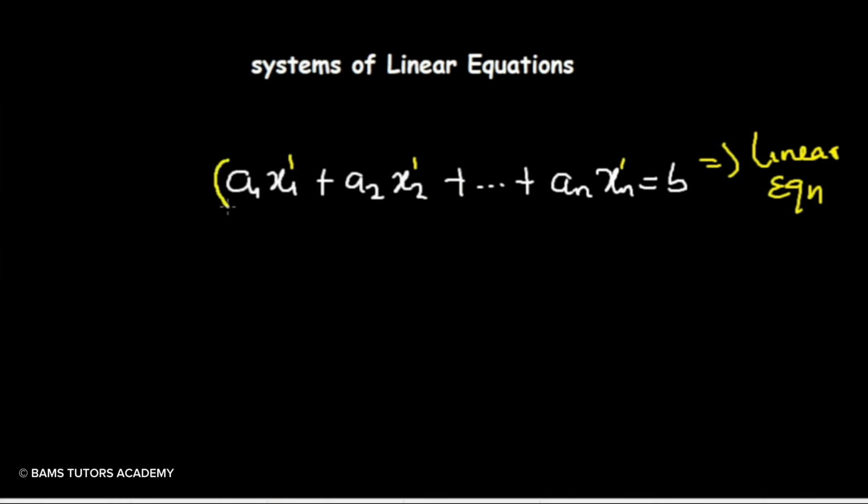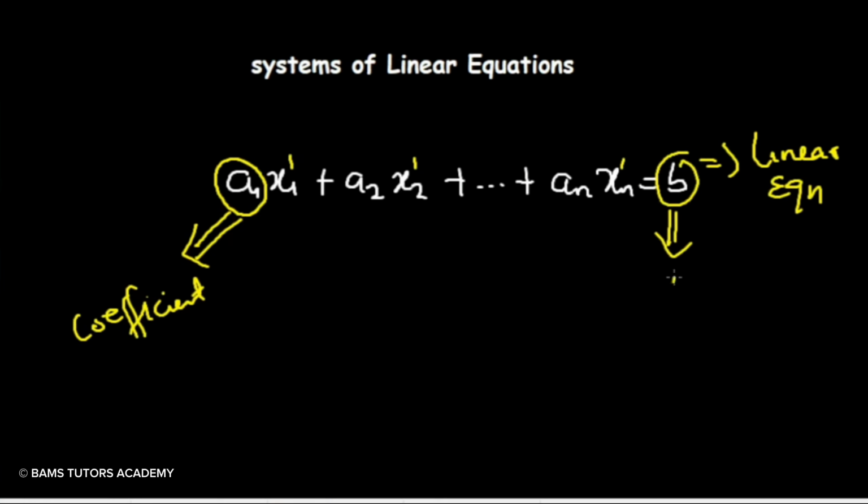Now, this a1 here is a coefficient. It's called the coefficient of your variable. Is that okay? While this b is your result or your answer. Let me just call it my answer. Is that okay? So that is a brief explanation about how to write a linear equation.